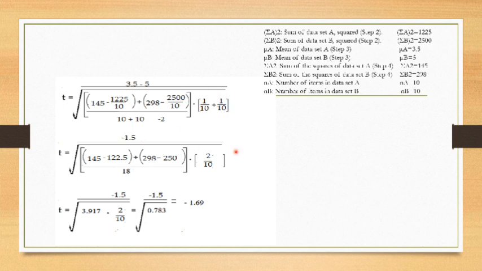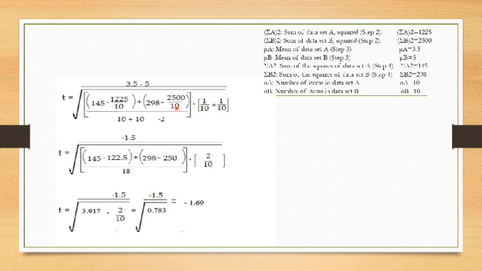Sum of the square of data set A is equal to 145. Under it is 10 plus 10 minus 2. The 10 plus 10 is the number of items in data set A and the number of items in data set B. T is equal to negative 1.5. This negative 1.5 is the answer to 3.5 minus 5, which are the means of data set A and data set B.